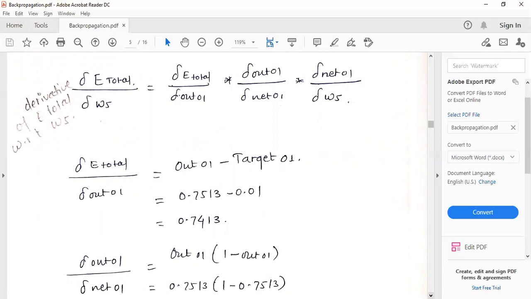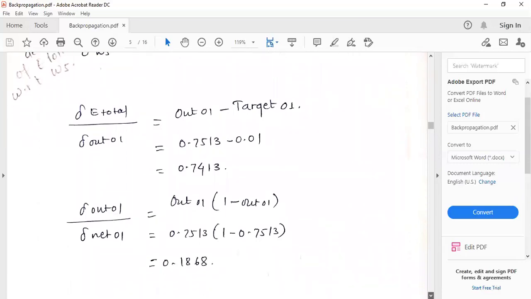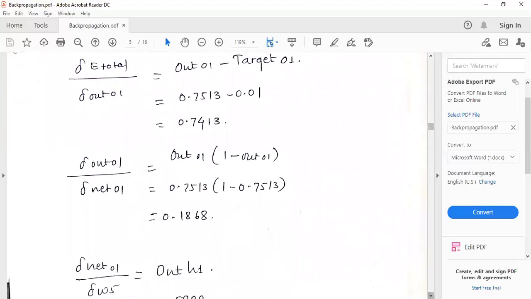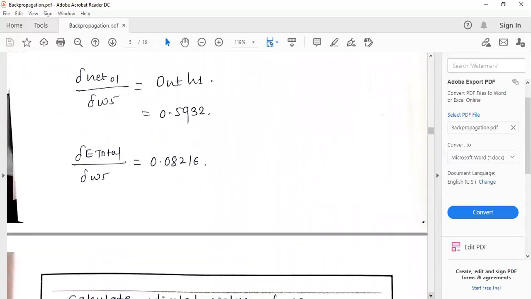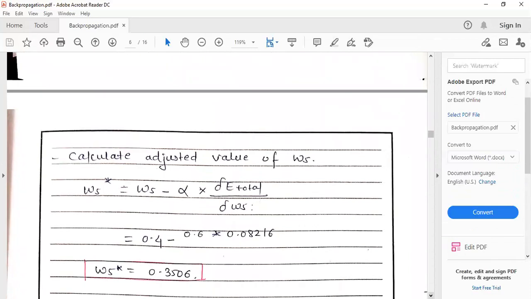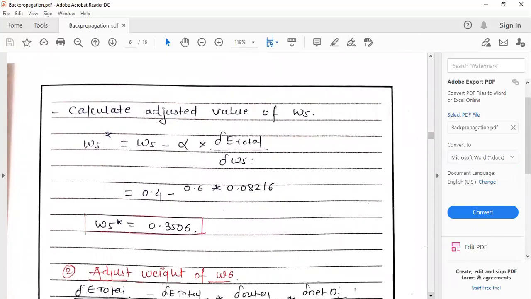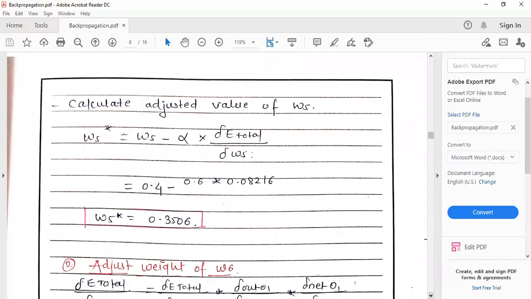Then to calculate the derivative of E total error with respect to output 1, you have to write the formula: out O1 minus target O1. And for everything, once you have calculated the value, just put the values in, then you will get these values. All the values you get, just put them into the formula, and then you will get the value of W5 as 0.3506. Now W5 star we have written here. Star in the sense adjusted weight. Now this is for W5 only.